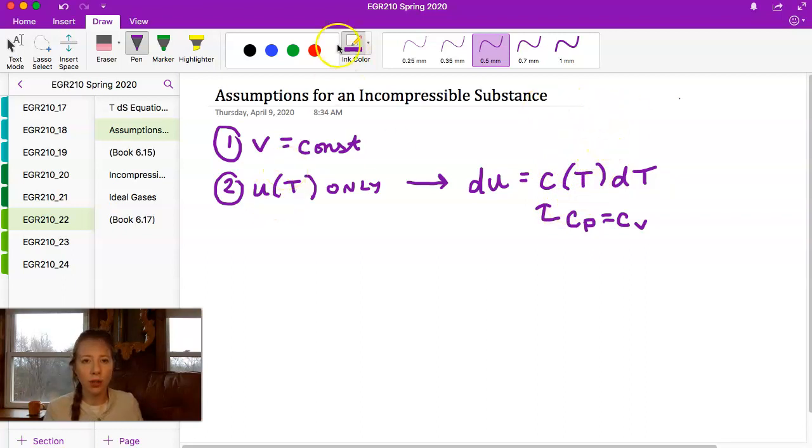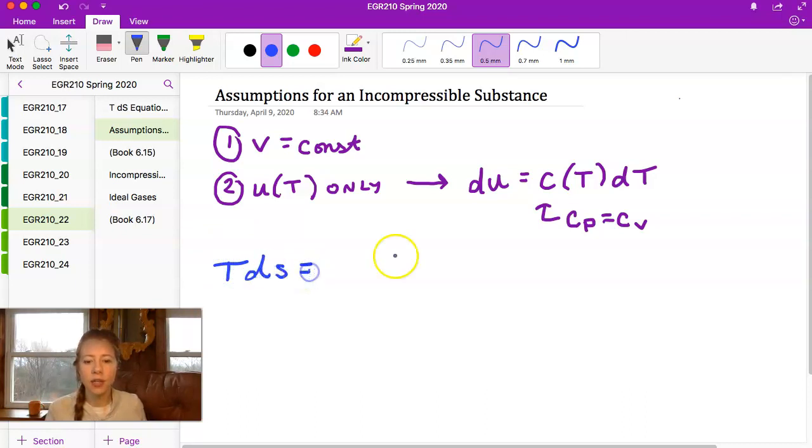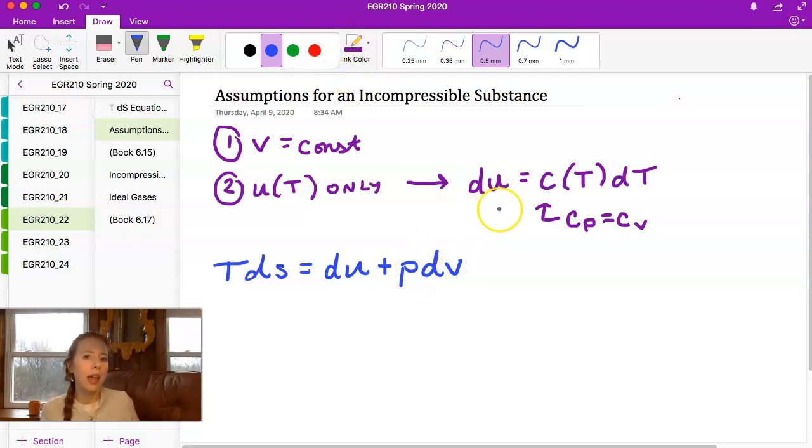So now let us return to those TdS equations from earlier. So we had TdS is equal to du plus PdV. Okay, well, here's the thing. If we have an incompressible substance, the specific volume is not changing. So dV is 0. That's not changing, which means that TdS is going to be equal to du in this case.